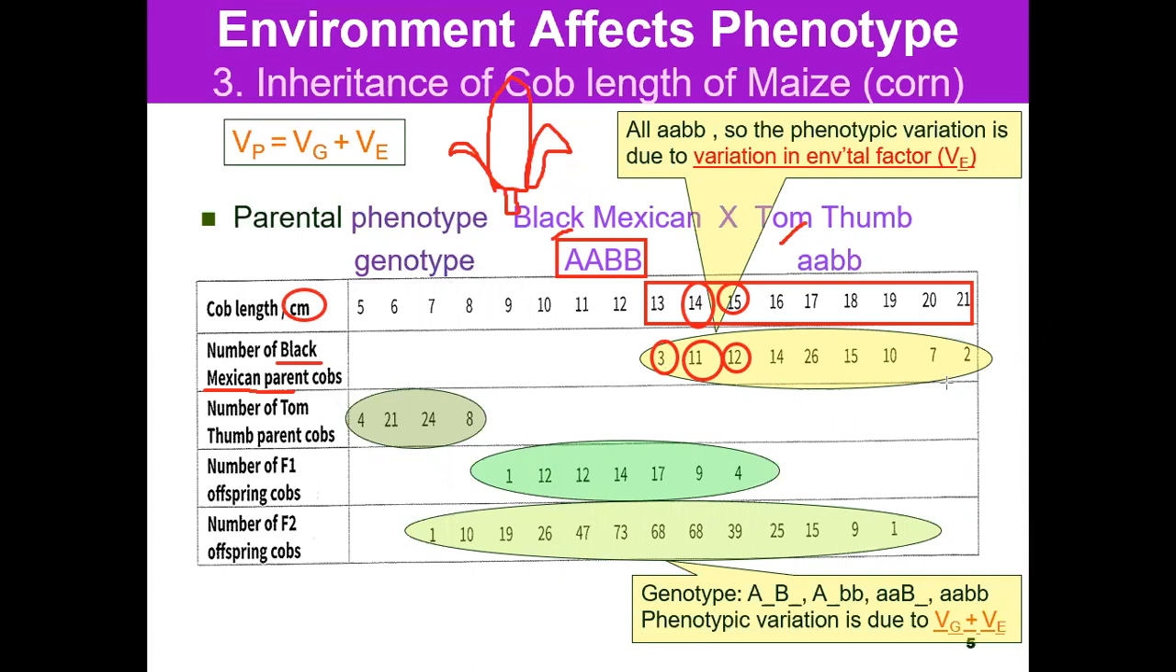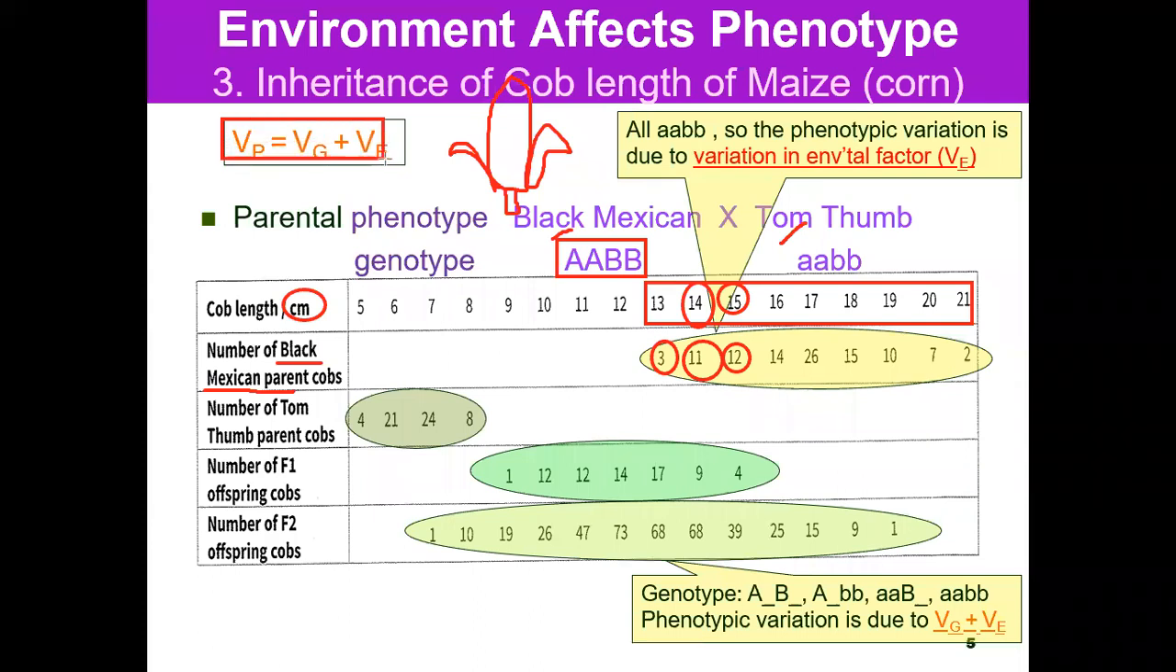Like for example, this plant can get more sunlight, or this plant can get more nutrients. That plant has an infection, so it cannot grow so well. So because of the environmental factors that are different, it gives rise to different phenotypes, even though the genotypes are all the same. So this will illustrate this formula here, right?